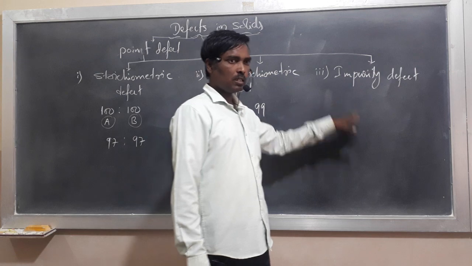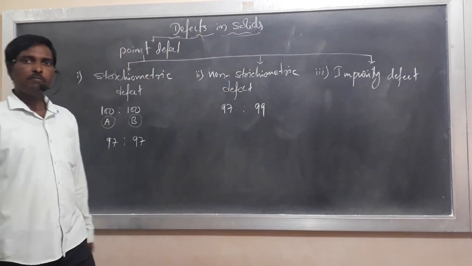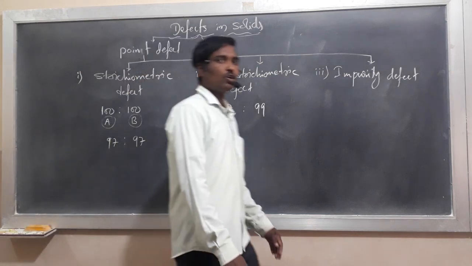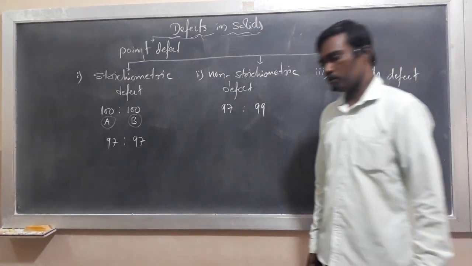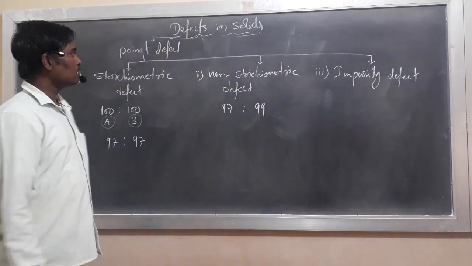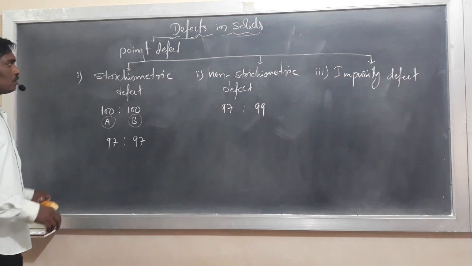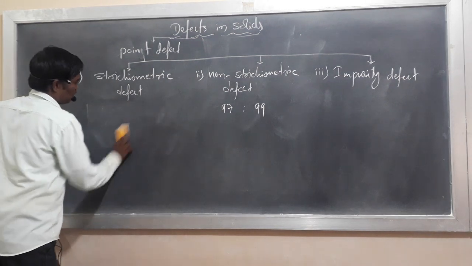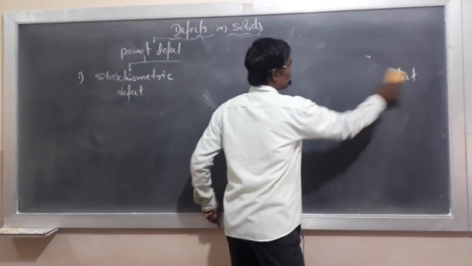And the third one is the impurity defect. Impurity defects means this defect arises due to the presence of impurities. This we call an impurity defect. Now I will study in detail about these three types by taking a few examples. With the first one, the stoichiometric defects.